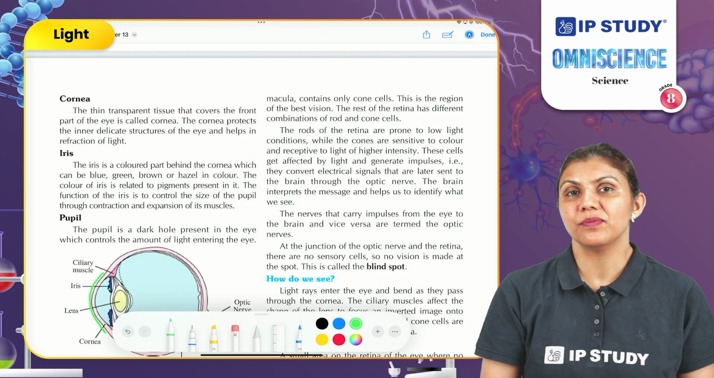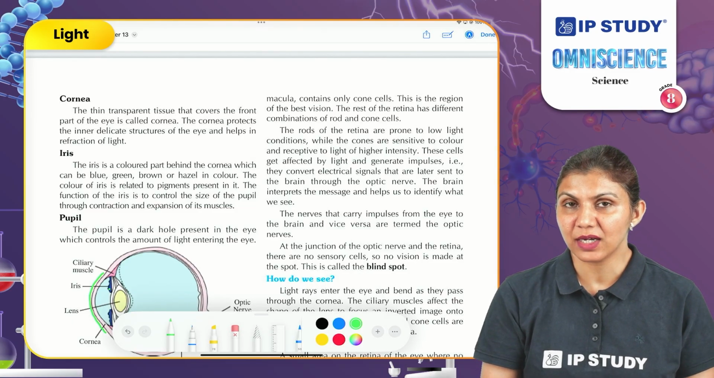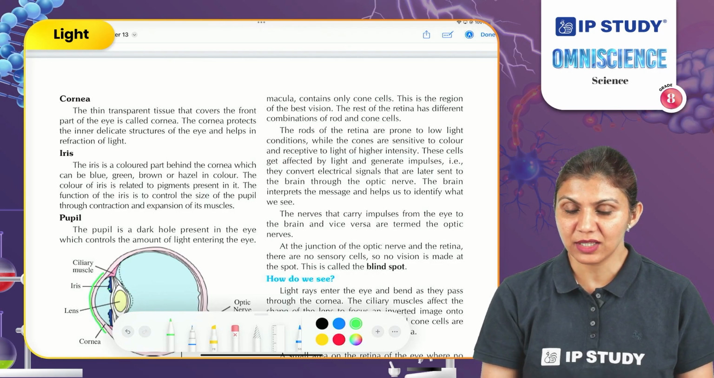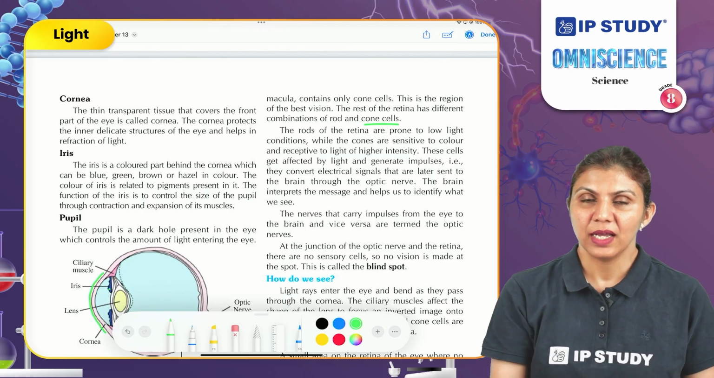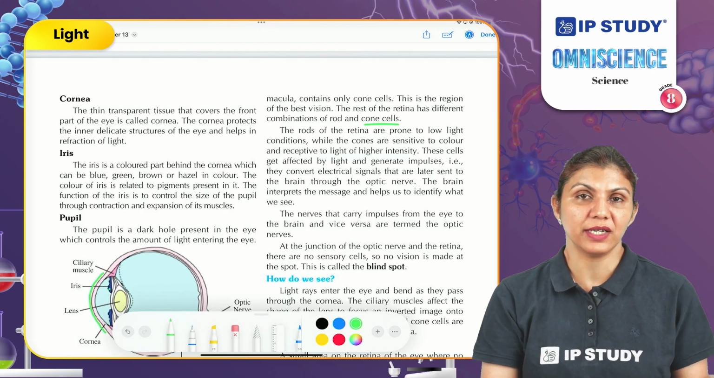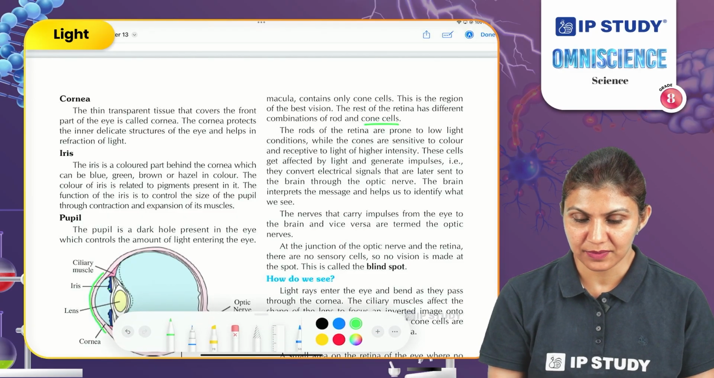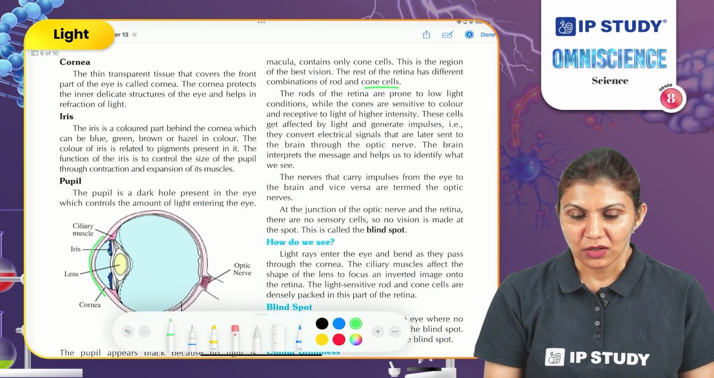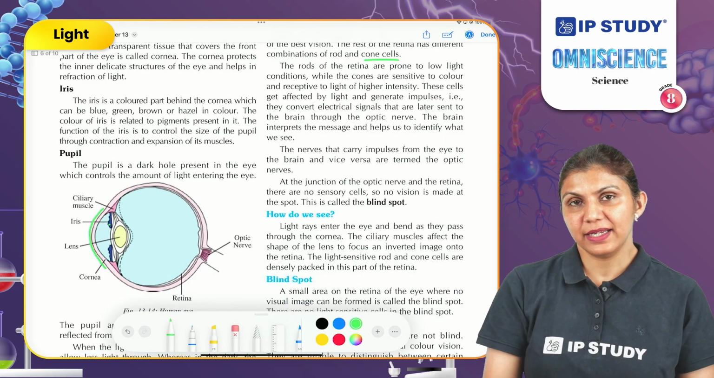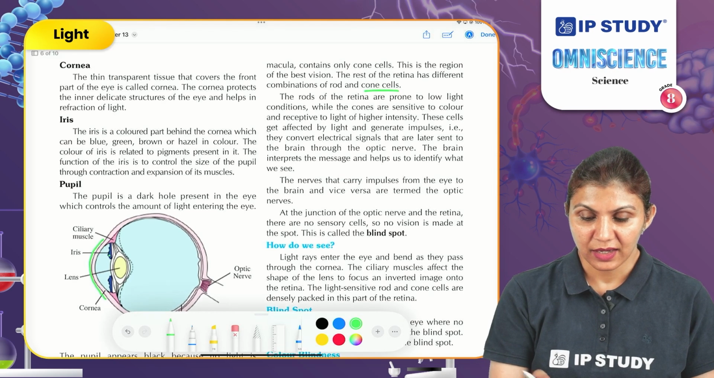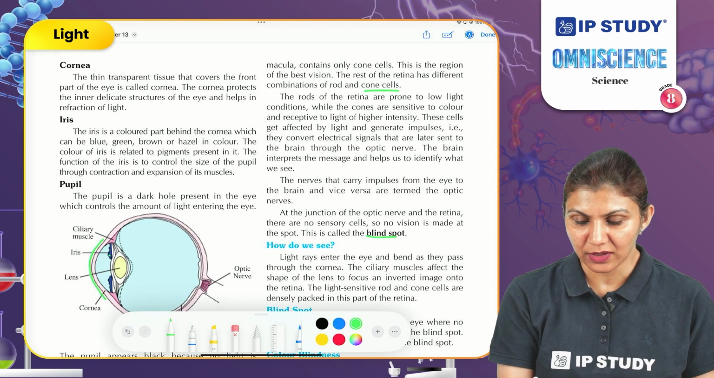So if you are able to see the colors of different objects and differentiate different colors, that is with the help of cone cells. And if you are able to differentiate the dim light and the bright light, that is because of the rod cells. There is a point at the retina where no image is formed. It is called the blind spot.